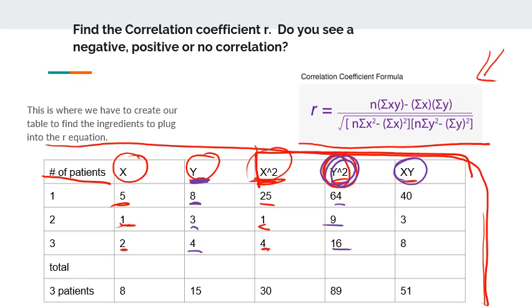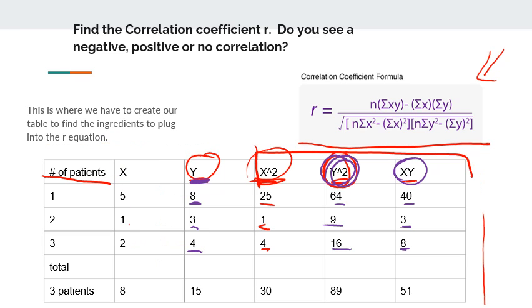So all we're going to do here is go, what's 5 times 8? It's 40. What's 1 times 3? It's 3. What's 2 times 4? It's 8. So now we have all of those in place. All we're going to do now is add everything up, because remember, we have to have the sums of everything. So let me erase this and clean it up a little bit.